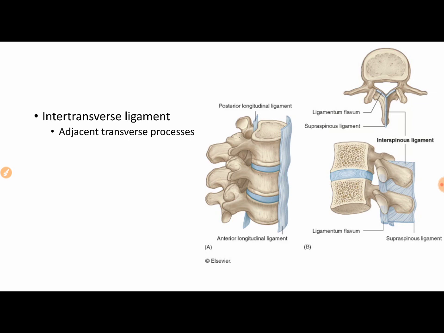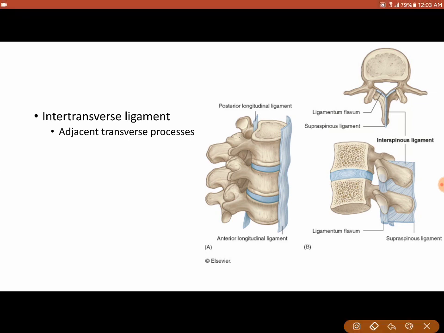And then lastly, you have your intertransverse ligament, in which it connects adjacent transverse processes. Well, we have no picture, so basically it is located here. It limits extension and contralateral lateral flexion.